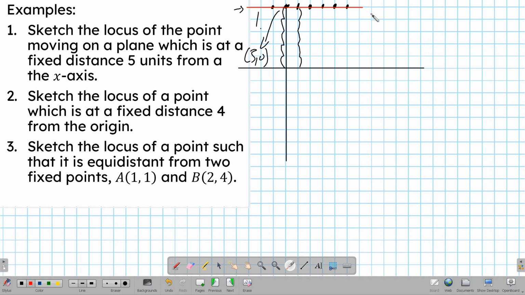Okay, so let's have number 2. We're asked to sketch the locus of points at a fixed distance of 4 from the origin. We'll use the same Cartesian plane. Number 2, a fixed distance of 4 now. Let me erase this first. Now let's see what we mean when we say a locus of points at a fixed distance of 4 from the origin. The easy one is this: 1, 2, 3, 4. This has a fixed distance of 4 from the origin.